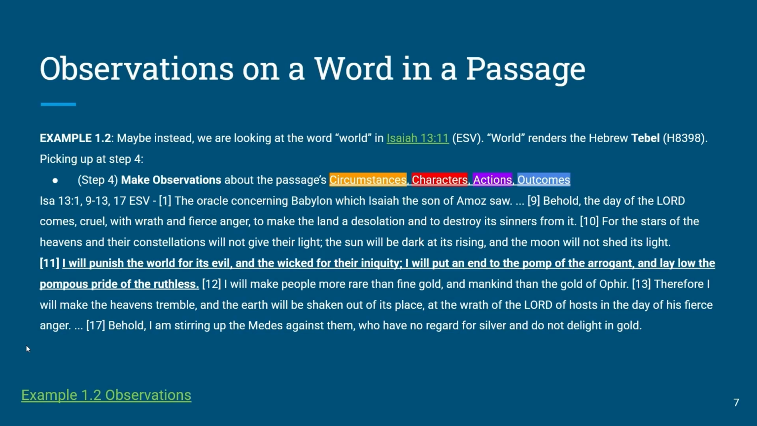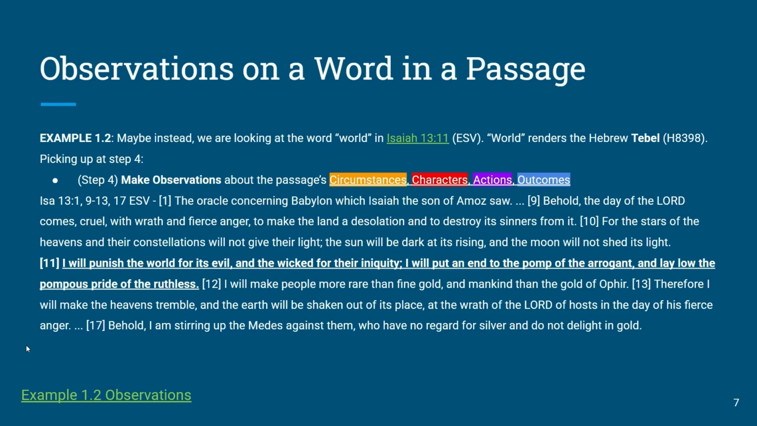If we're going to look at creating some observations, we have this section of verses. And I've tried to include some verses which have useful information in them for us. So let's read this out and be thinking of where you see circumstances, characters, actions, and outcomes. Verse 1. The oracle concerning Babylon, which Isaiah the son of Amos saw. And then skip to verse 9.